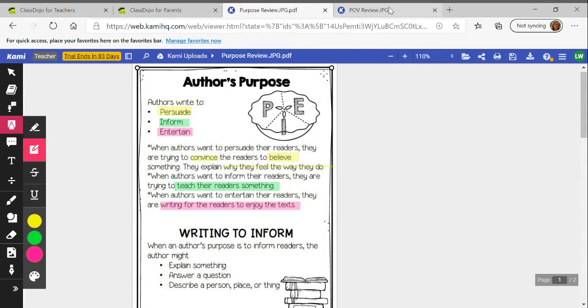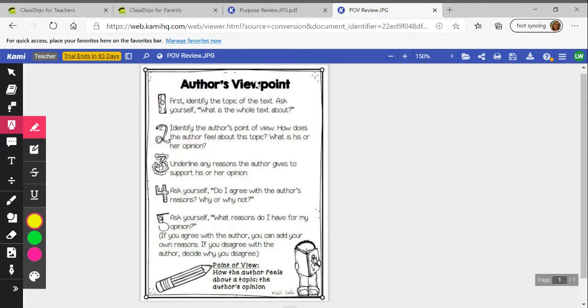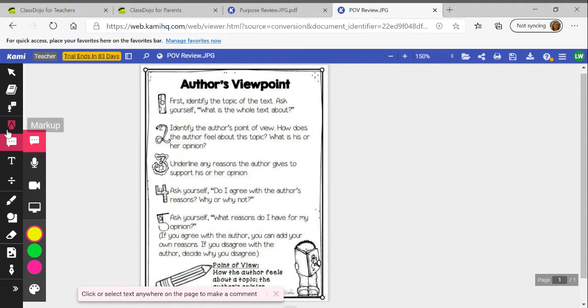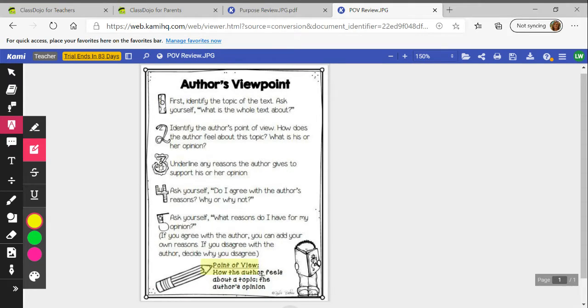The other thing that we talked about last week was the viewpoint. How does the author feel? Remember that the viewpoint is how the author feels about a topic. What is their opinion about a topic? What do they think about it?